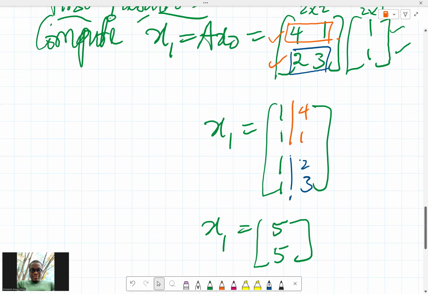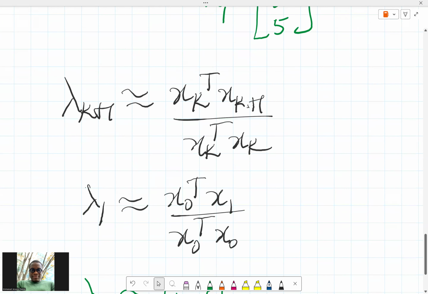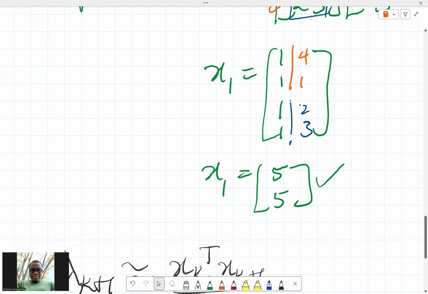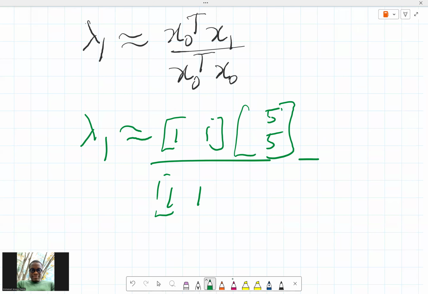So the transpose will now be, it's a column vector, so the transpose will be a row vector this way, 1, 1. Then x1, we already have x1 to be 5, 5. So it's the column vector 5, 5. Okay, this is 5, 5. Then all over x naught, this 1, 1, then 1, 1 this way.